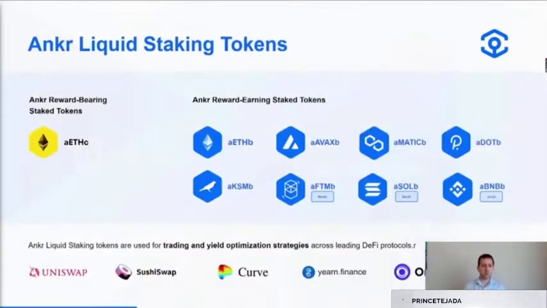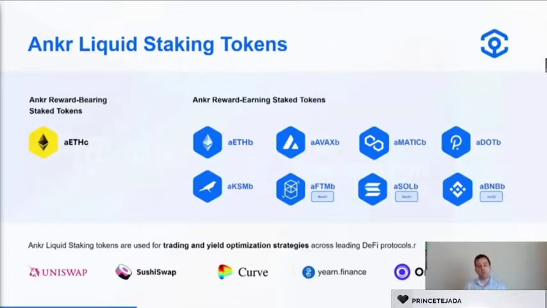So for Ankr, our liquid staking offering is basically designed in line with 2 fundamental concepts on how we design the tokens. The first one is a reward-bearing staked token, which is ETHC. For ETHC, the fair value of the token is increasing. However, the amount of tokens that you hold in your wallet stays the same. So basically, the fair value of ETHC versus Ethereum is supposed to grow as the staking rewards are accumulated by our staking pool.